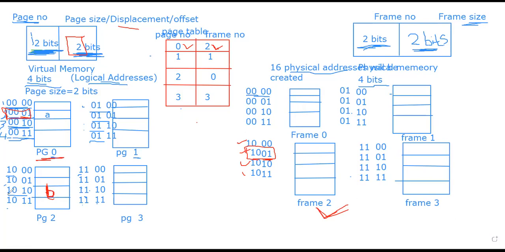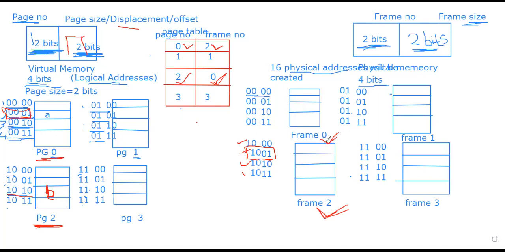Now we know the logical address is 1010. That means page number is 2. So come to the page table. That's why our operating system has a page table, to identify which page will be mapped to which frame. So we have page number 2 here. Page number 2 will be mapped to which frame? 0. Okay, frame 0. This page will be mapped to this frame.